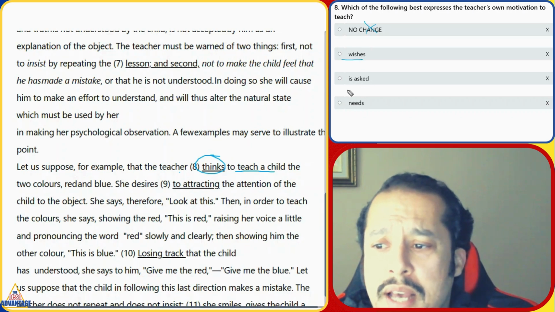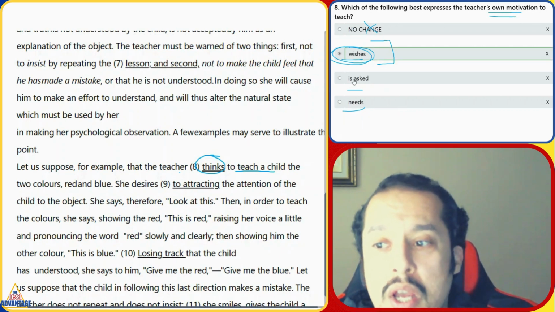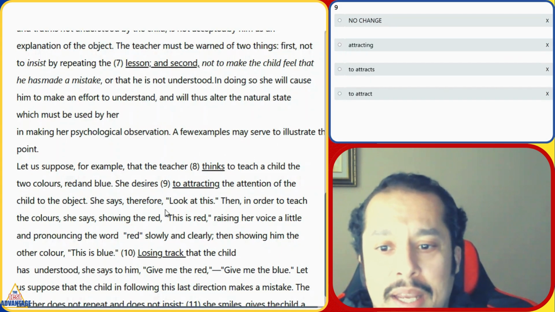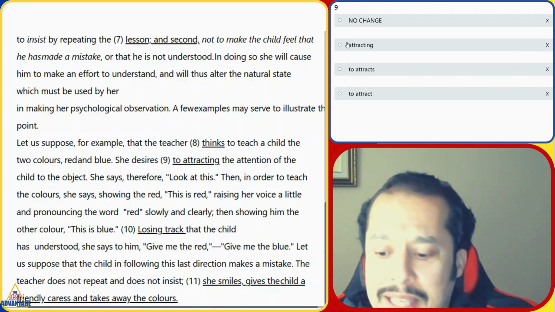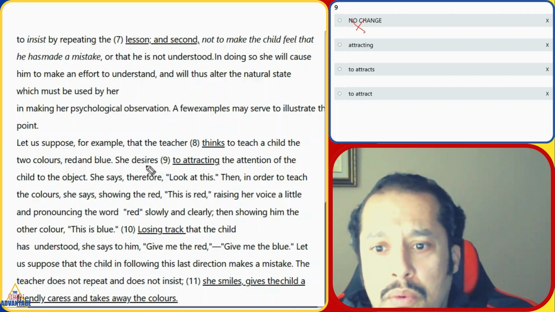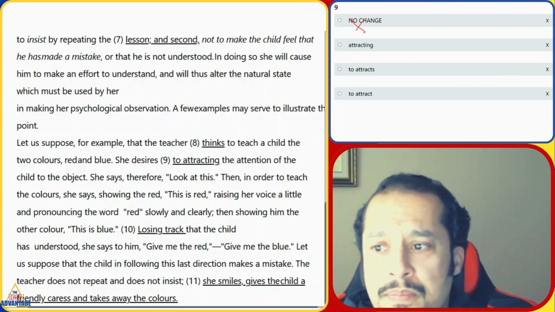No. Wishes is asked, needs, wishes, right? Wish means أنا عندي motivation نفسي أعمل حاجة. And so wish gives that idea. Number 9, she desires to attracting. مفيش حاجة اسمها to attracting. يا إما to attract, يا إما attracting, not both. She desires attracting the attention of the child to the object.